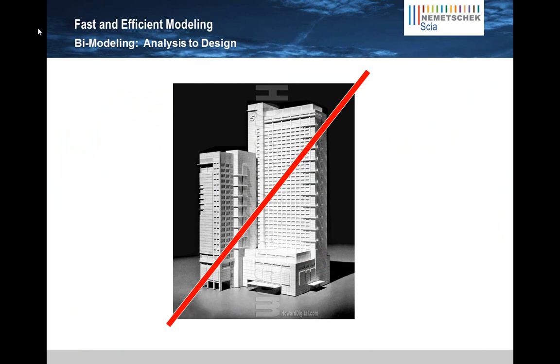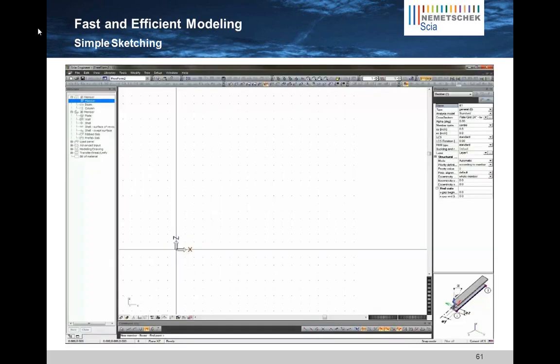So, making it easy to leverage models created by others is one way Scia Engineer makes modeling fast and efficient. But what if you don't have a model? Or what if it's really more appropriate or efficient for the engineer to start with analysis? This is another way that Scia Engineer can help engineers migrate or improve their 3D workflows.